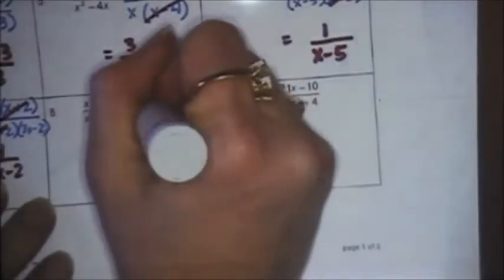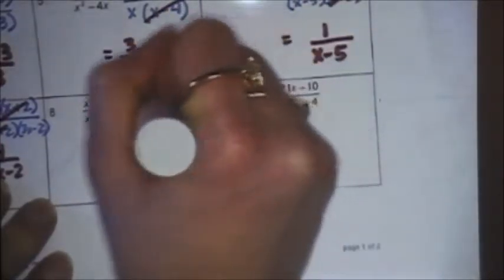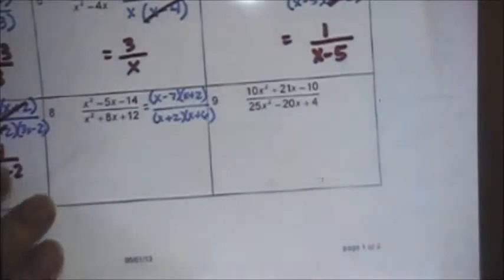All right, on number 8, both the numerator and the denominator will factor. They are both trinomials. Let's see, this one factors as x minus 7, x plus 2 over x plus 2, x plus 6. And my x plus 2's become 1. So you end up with x minus 7 over x plus 6.